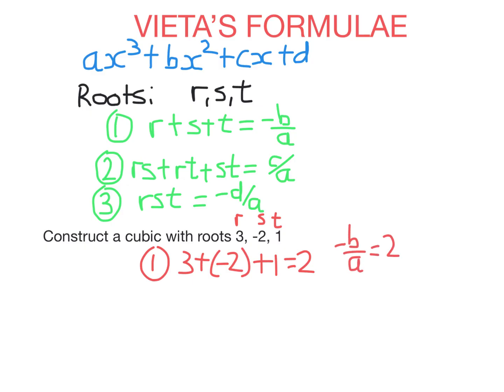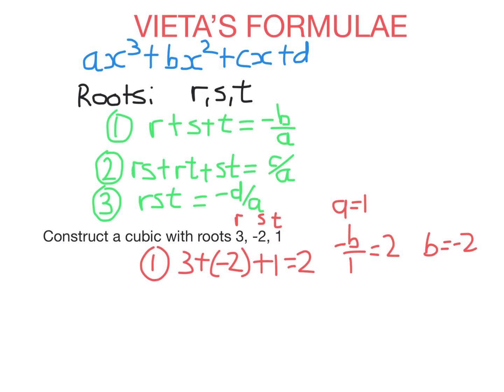Now we're constructing a cubic. It doesn't really matter about the leading coefficient because we can scale that. So I'm going to let a equal 1. So that, of course, means that b would have to be -2. Now we can do similarly and find c and d from these formulae here.